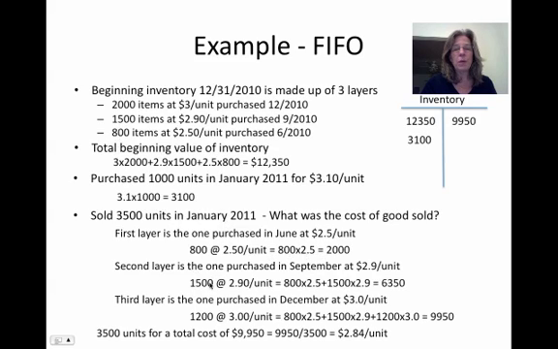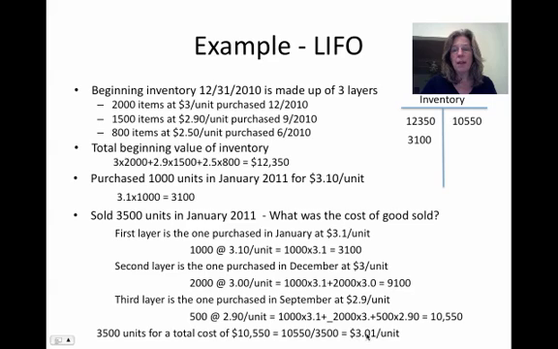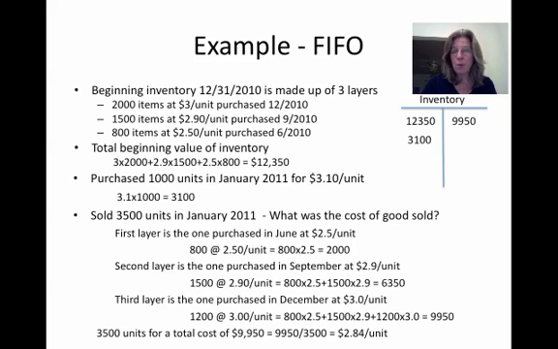For the second layer, we have to get to 3,500, so we have to take all of this 1,500 at $2.90. And then for the third layer, we have to go into the next layer, the one in December, for 1,200 in order to make this add up to 3,500. So we get that calculation at $9,950. And on a per unit basis, it's $2.84. Going back to the LIFO example, it was $3.01. So you can see that the units are cheaper in a FIFO sense, which would mean that we'd make more profit if we use FIFO.